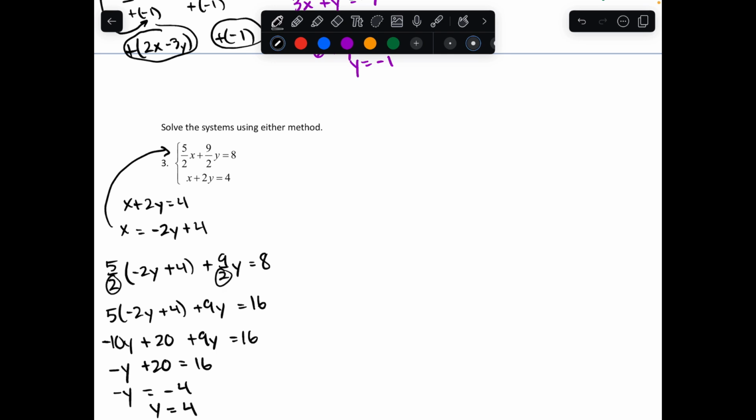Now I'm going to take this y equals 4 and substitute it into either one of these equations, but the bottom one looks a little bit easier, so I'm going to use that one instead. So x plus 2 times 4 is equal to 4. So we have x plus 8 is equal to 4, and hence x is equal to negative 4. So my solution is negative 4, 4.